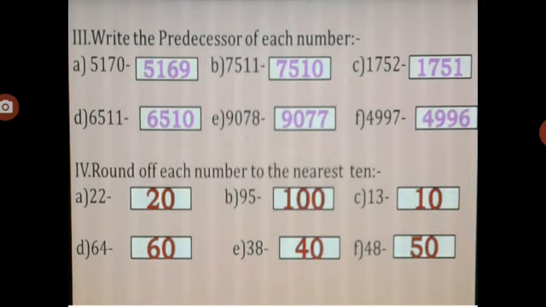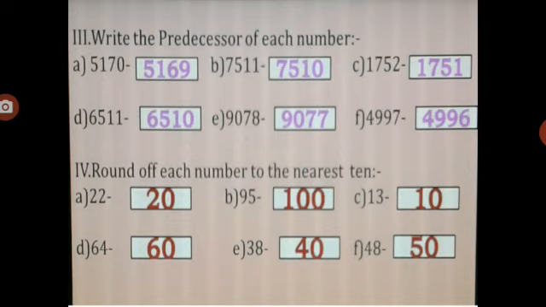Fourth row, round off each number to the nearest 10. So 22 to the nearest 10 is 20. 95 to the nearest 10 is 100. 30 to the nearest 10 is 30. 64 to the nearest 10 is 60. 38 to the nearest 10 is 40. 48 to the nearest 10 is 50. Have you corrected all four rows? Very good. Give a clap for yourself.